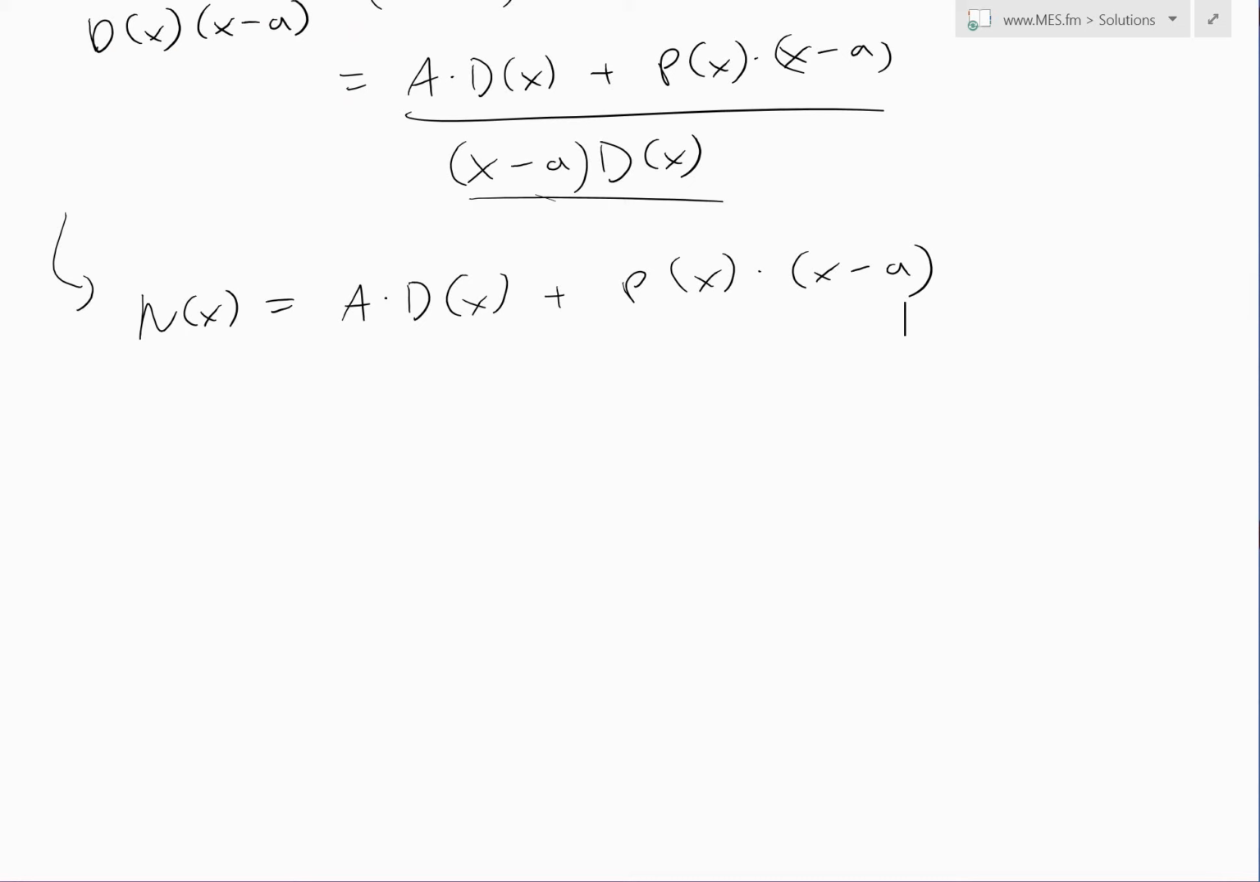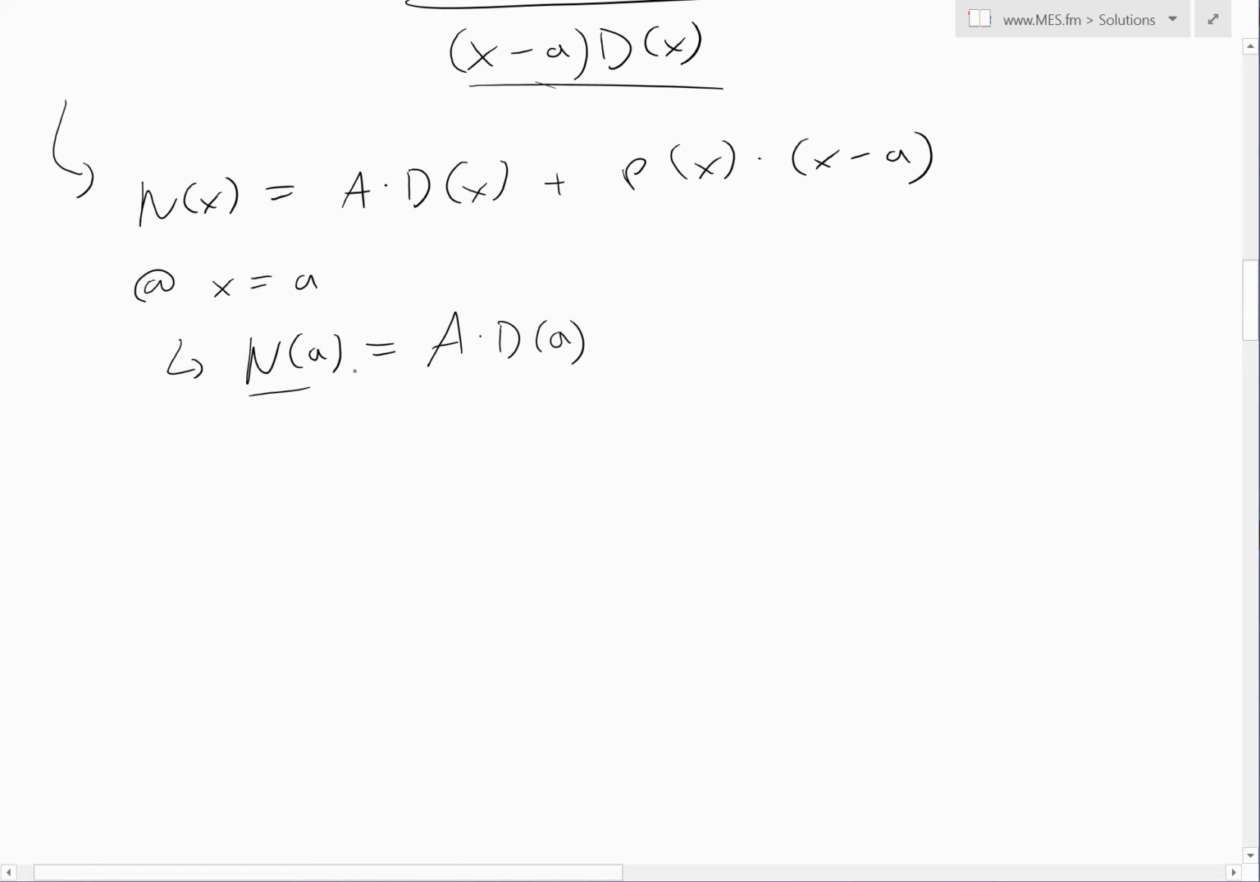So what this means now is if we let x equal a, what we will get is n of a equals a times d of a, and the reason we're doing this is so that this goes to 0. So this would be a minus a, which goes to 0. Now we have an n of a and a d of a, and d of a is not 0, so we can solve, and a is equal to n of a divided by d of a.